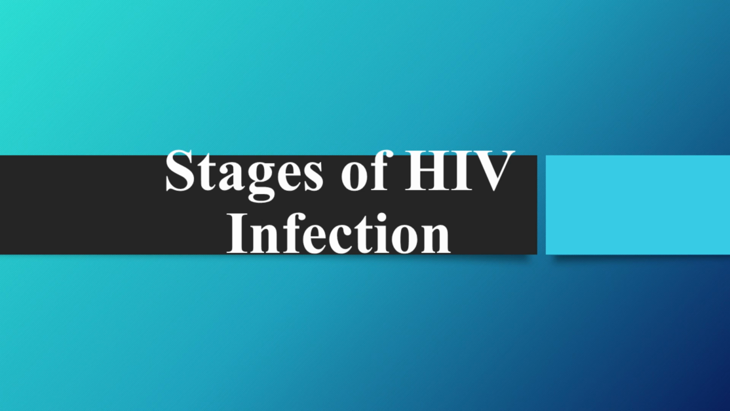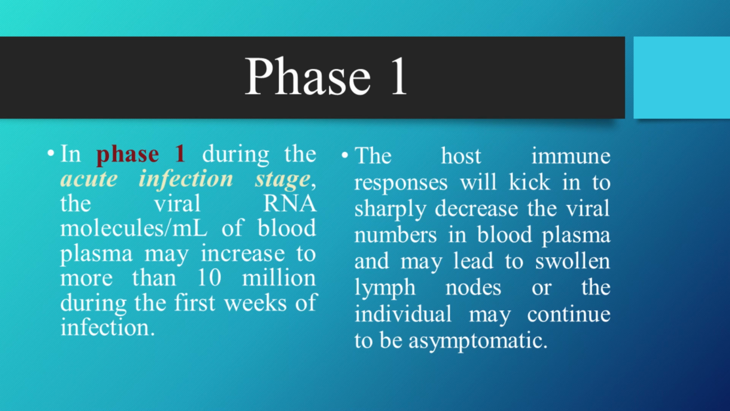Stages of HIV infection. HIV progression in adults is measured in 3 phases.